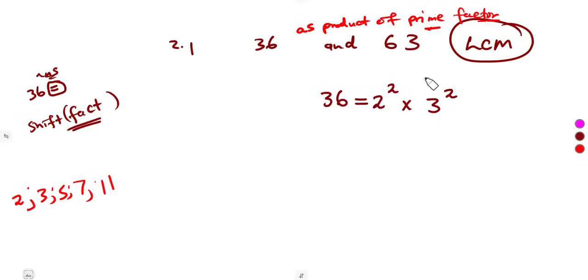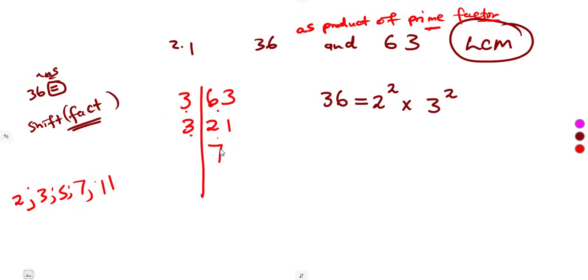We do the same thing on this number, which is 63. Can we use a 2? No. 63 divided by 2 is going to give us a decimal. So you test. You move on to 3. 63 divided by 3, that is 21. Again, we use a 3. 21 divided by 3, that's a 7.